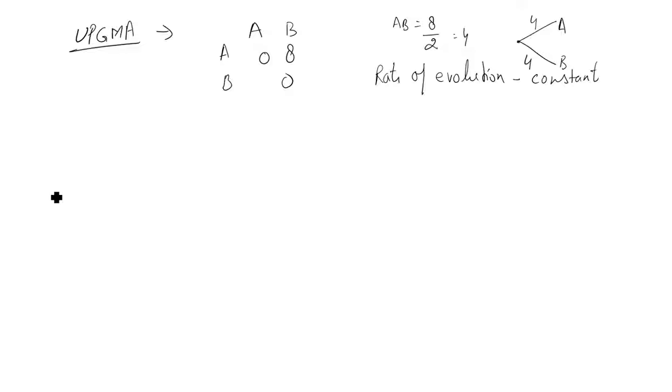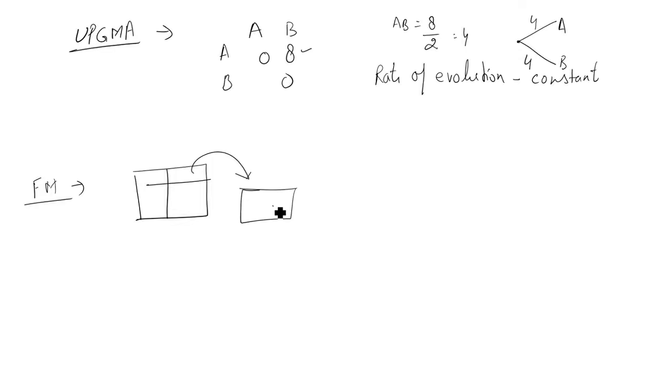Another difference in solving numericals using the Fitch-Margoliash method is that in the UPGMA method, we were directly taking the value, we were just taking the average. From here, we are going to make another matrix, and then we will calculate the branch length in the Fitch-Margoliash method. So these are the basic differences between the UPGMA method and Fitch-Margoliash.